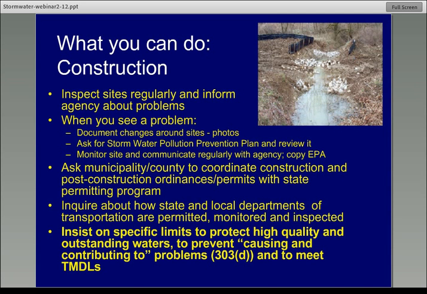Asking your municipality and your county to coordinate with the state construction permits, so where you have the MS4 requirements, try not to make two hugely different things happening with the state and the county, and try to encourage that coordination. And again, thinking about Department of Transportation in construction phase is another concern, and insisting on specific limits where high quality, outstanding waters and causing and contributing to problems where a TMDL is already in place.